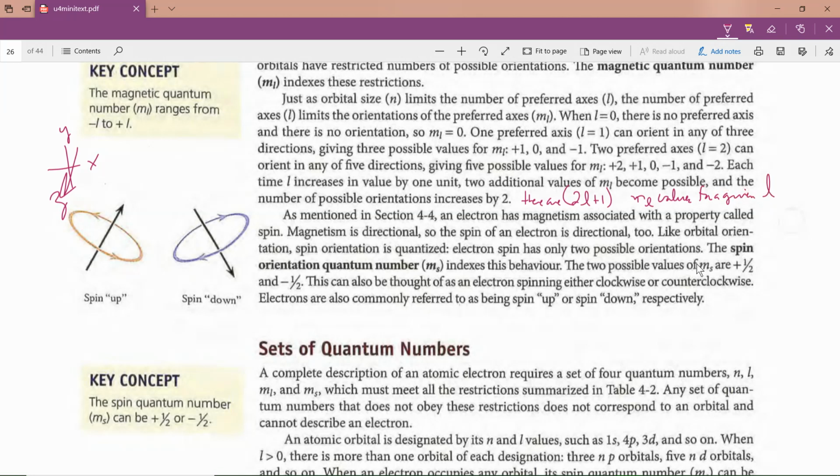Okay? Then, as mentioned in section 4.4, an electron has magnetism associated with it, and the magnetism is directional, so the spin of the electron is directional too. Electron spin has only 2 possible orientations. Spin orientation, m sub s, can be plus 1/2 or minus 1/2. So spin up or spin down.